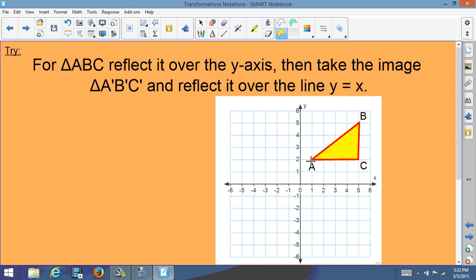So point A is my first point. It's one box away, so I just go one box away from the line. So there's my point A. Point C is 1, 2, 3, 4, 5 boxes away from the line. So I just go over here to 5 boxes away from the line. And there's my point C.